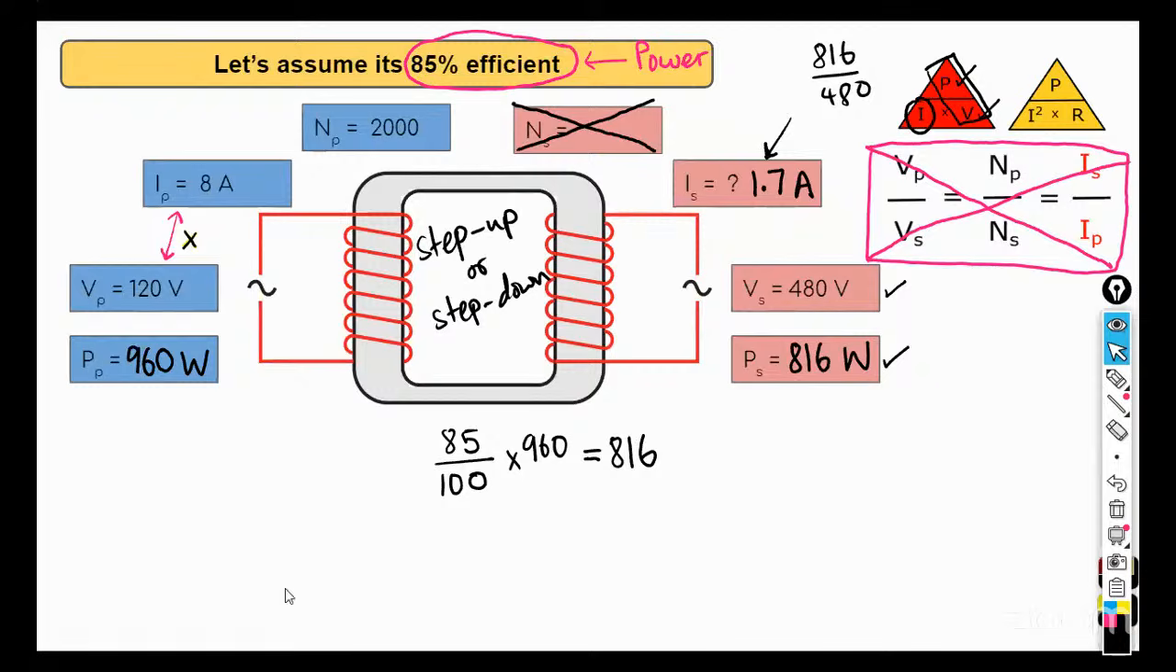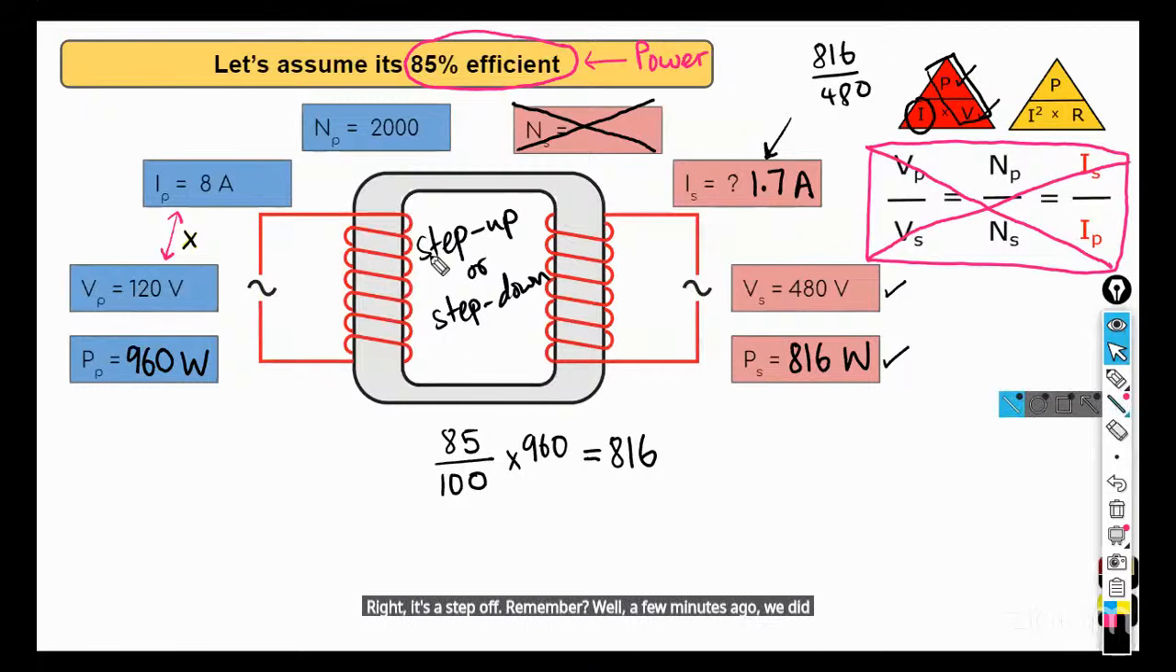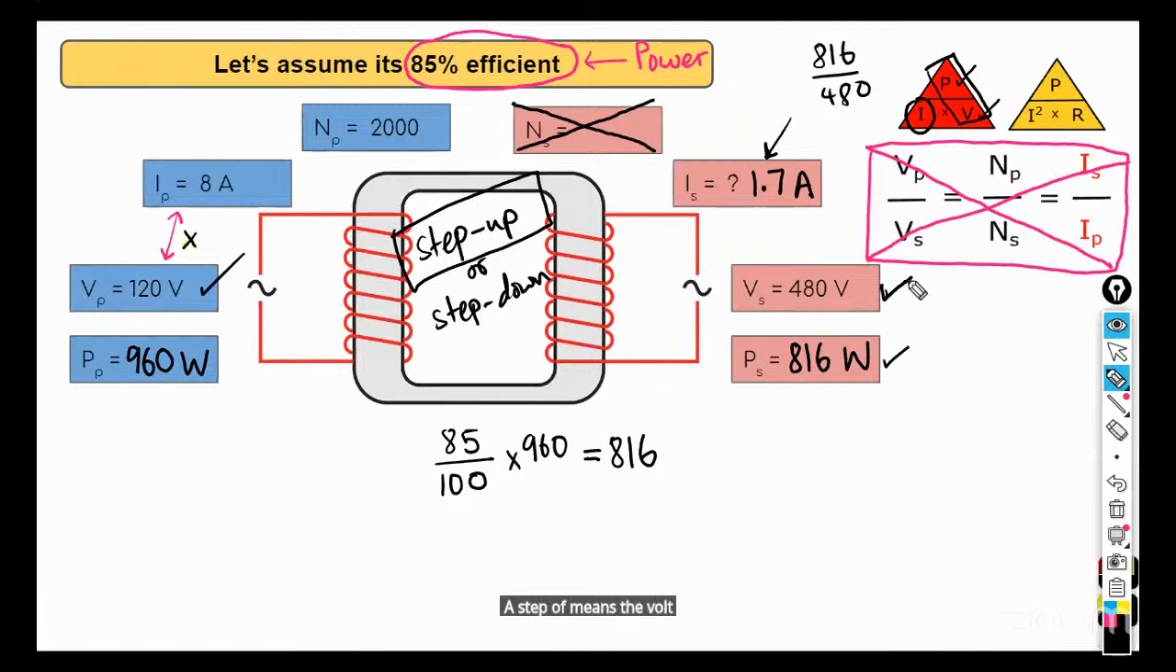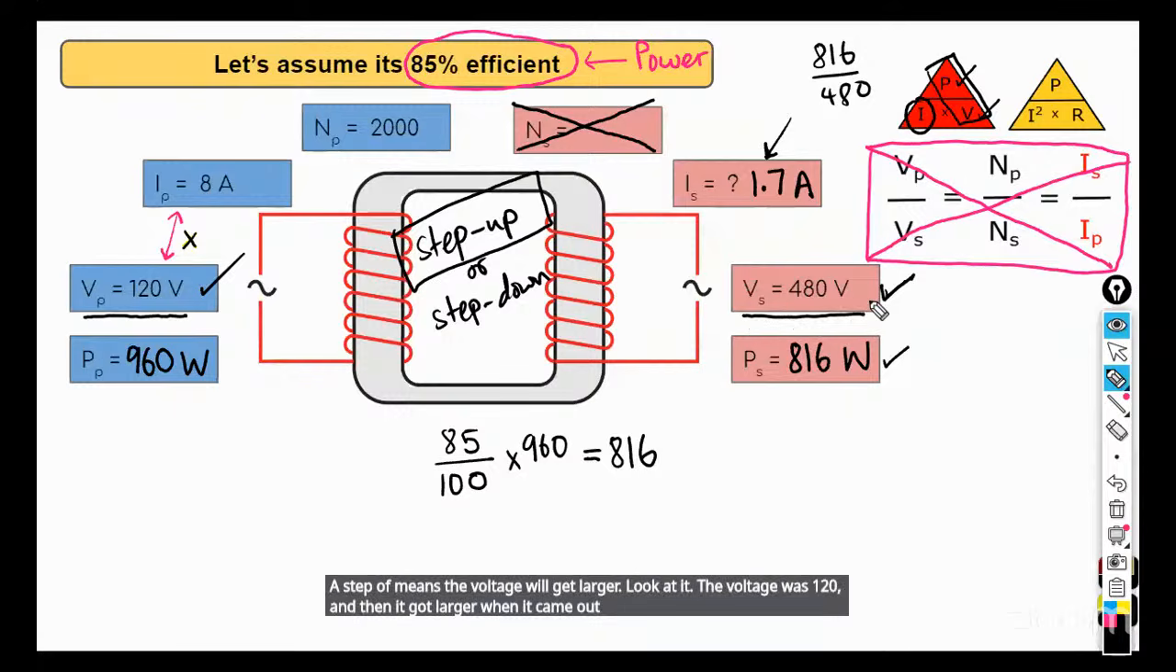Right. It's a step up. Remember, a few minutes ago, we did discuss this in detail, right? It has to be a step up. A step up means the voltage will get larger. Look at it. The voltage was 120, and then it got larger when it came out on the secondary side. It starts off as 120 and ends up at 480.